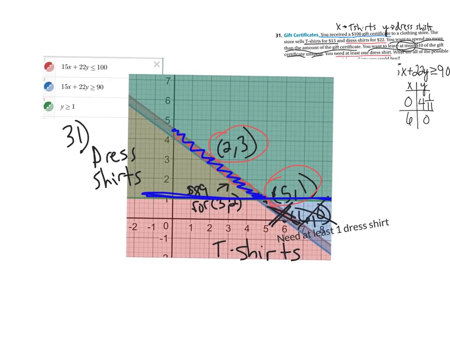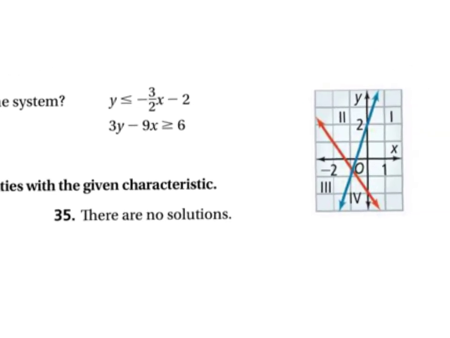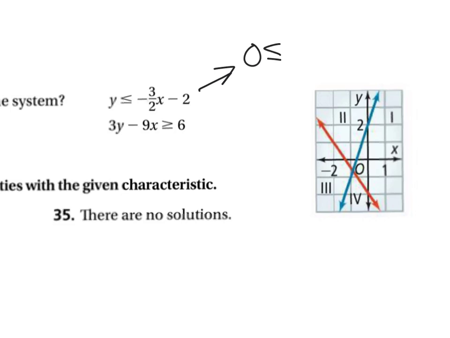So there's actually only 2 different combinations that meet the criteria here. For 33, if we think about this, we know we have the 2 solid lines. The question is, which part are we going to shade? So if we try 0, 0 with these to see if it works.